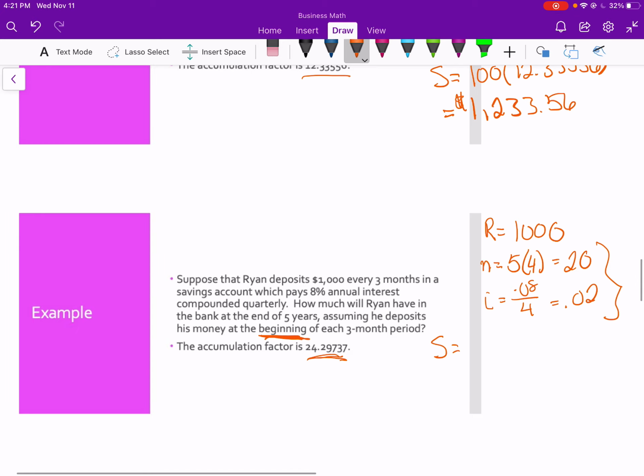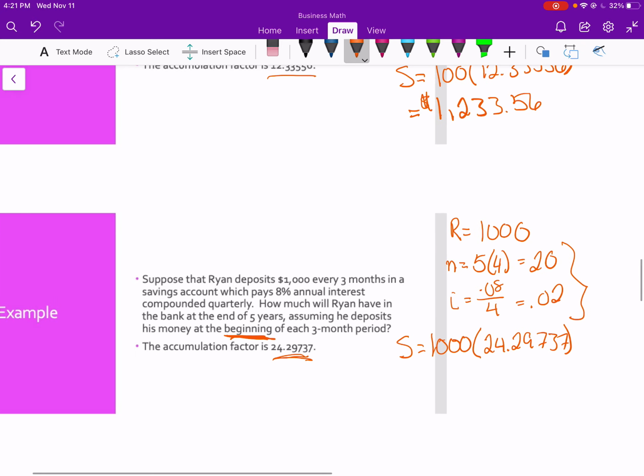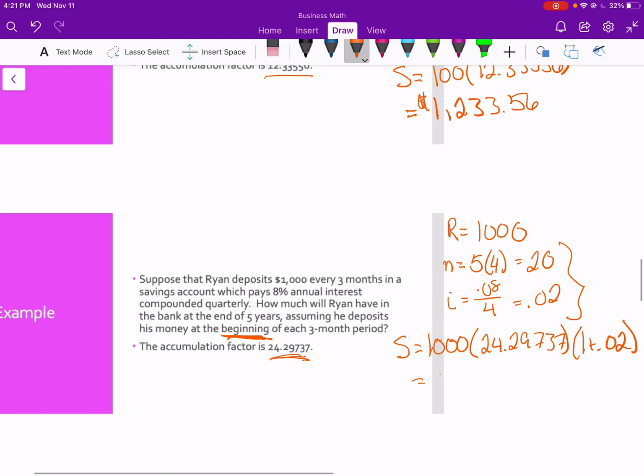So S equals 1,000 times our accumulation factor of 24.29737. And then since this is an annuity due, we have to multiply by 1 plus 0.02, 1 plus I. So we end up with $24,783.32.